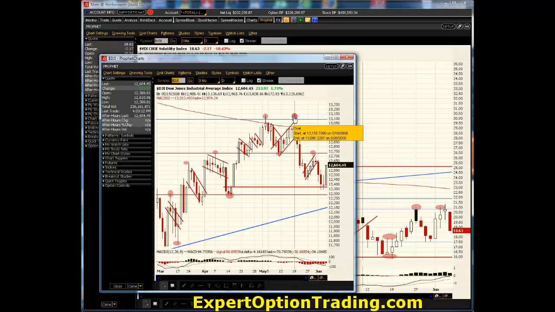So I've got that on the price. I've got that on the VIX. To say that there's a high probability that prices were going to decline at this point is an understatement. It was extremely high probability that prices were going to decline dramatically from that point, and they did.